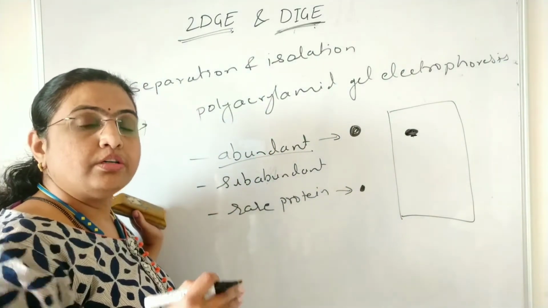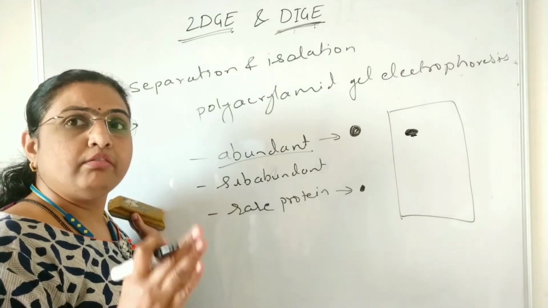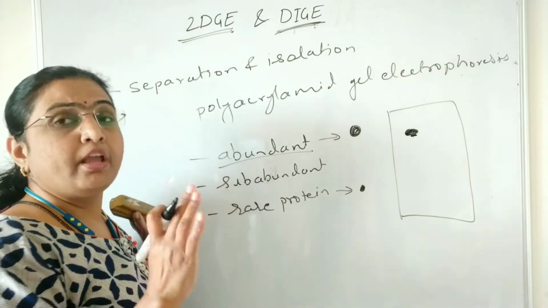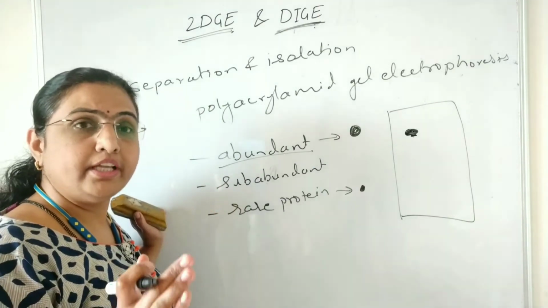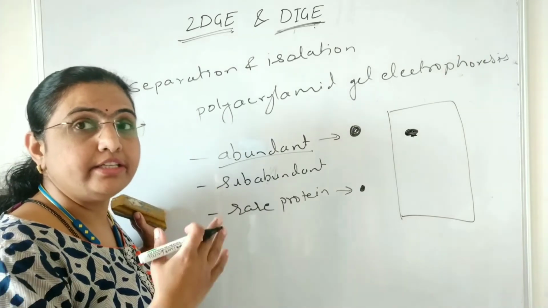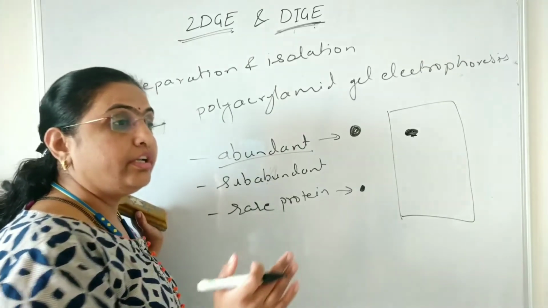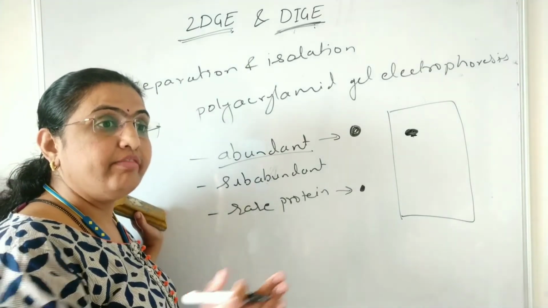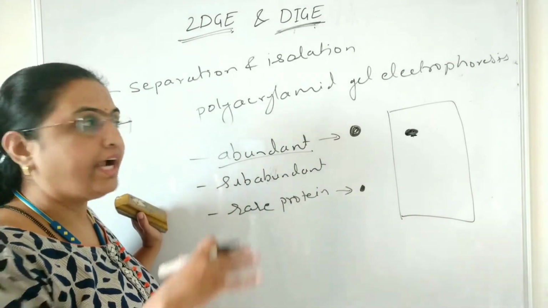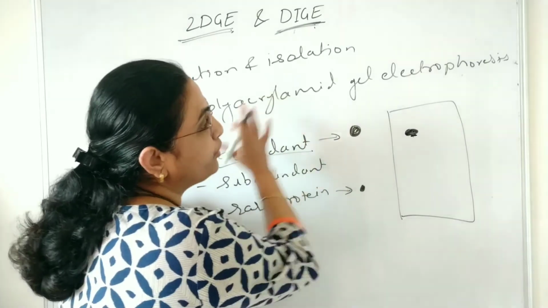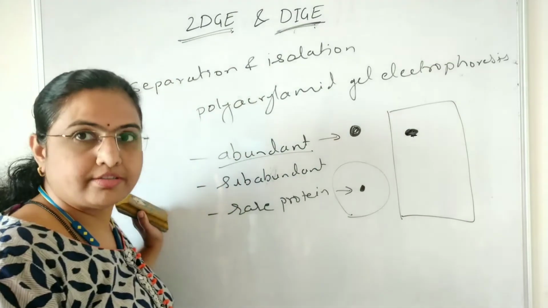It is like a student who is dominating covering the shy one. But when the shy and the dominant student are separated, they show their own identity. The shy student expresses himself when taken away from the dominant one. In the same way here, when these abundant proteins are separated from the rare proteins, the rare protein is going to be in focus.